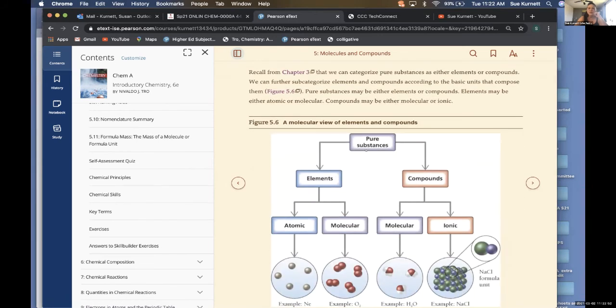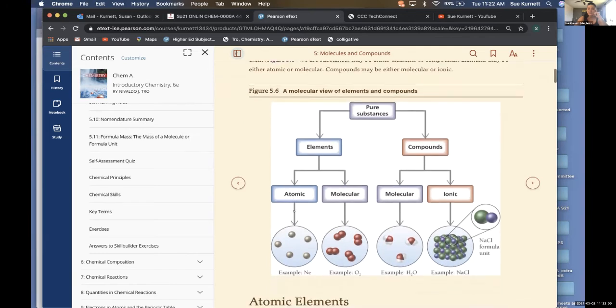You can have a pure thing that is an element, and the elements are either atomic, they exist one atom at a time like neon, or they're molecular, they exist in pairs like oxygen. There are 7 that are molecular. That's a list you need to memorize today. That is something you need to know this week. And then there can be compounds, and we're talking about naming compounds. There's 2 kinds of compounds.